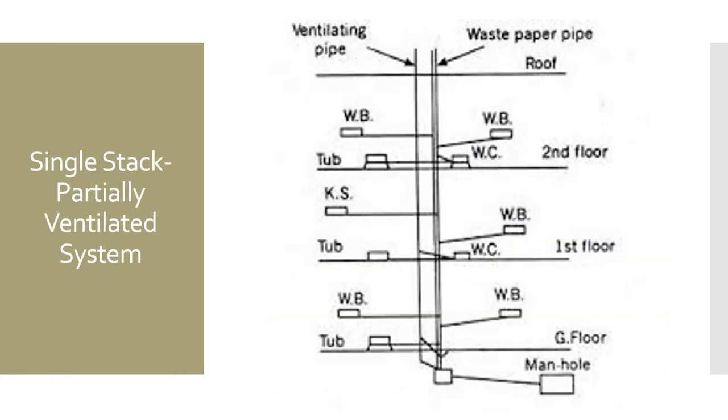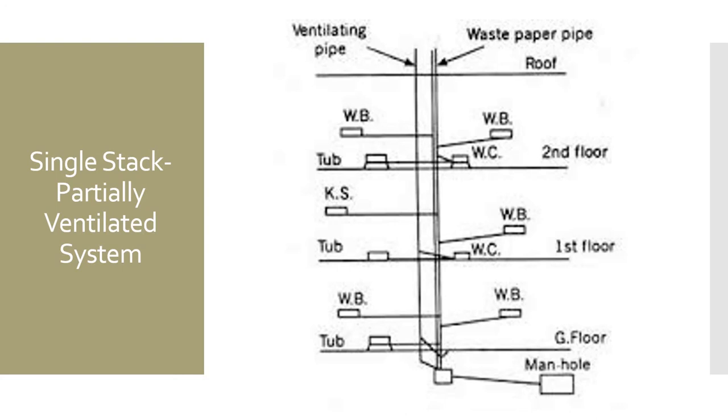The next is single stack, but partially ventilated. How? Again you have a single wastewater pipe. In this case you won't have a cowl at the end of the wastewater pipe, and all your wash basins, water closets and kitchen sinks would be connected to that wastewater pipe. The new thing we can see here is a ventilating pipe.